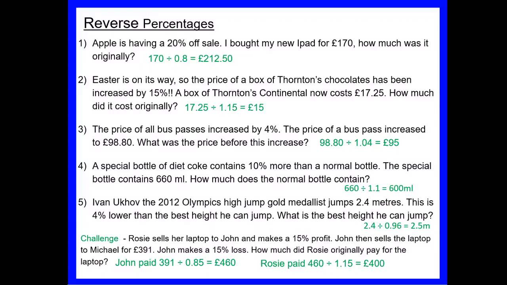To double check those answers, you can go back through from the beginning, starting with Rosie having it for £400, increasing it by 15%, and then decreasing it by 15% to see if we get back to the £391.